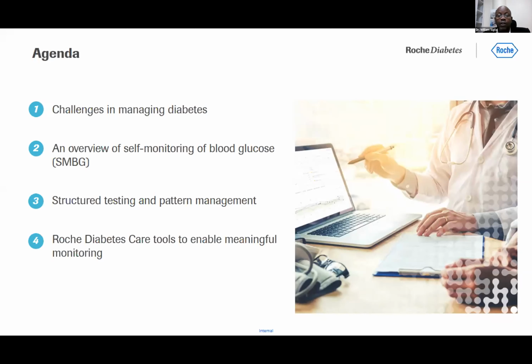Our Roche sponsors will be able to guide us through some of their systems that are in place. So the agenda is as displayed, ladies and gentlemen, and we want to look at the challenges in managing diabetes and an overview of SMBG, which is self-monitoring of blood glucose, structured testing and pattern management, and then finally the care tools to enable meaningful testing.